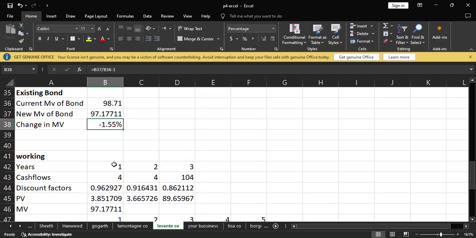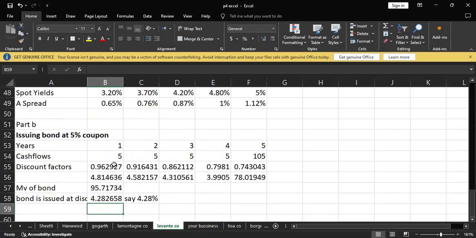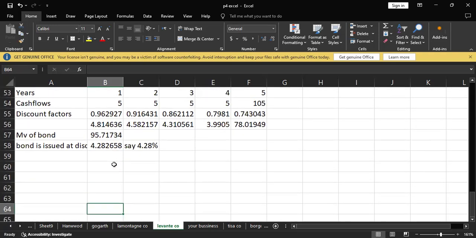This was part A of the question. What was the difference? Only the rating has changed. What will happen? Our spot and the spread will change. Our discount factors are going to change, due to which the market value of the bond will change. Now, in this question, there was a further requirement as well. Try to understand, that was more important.